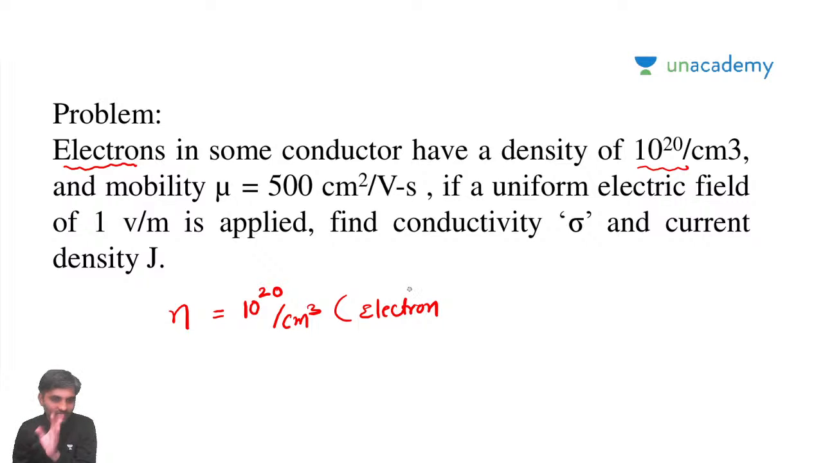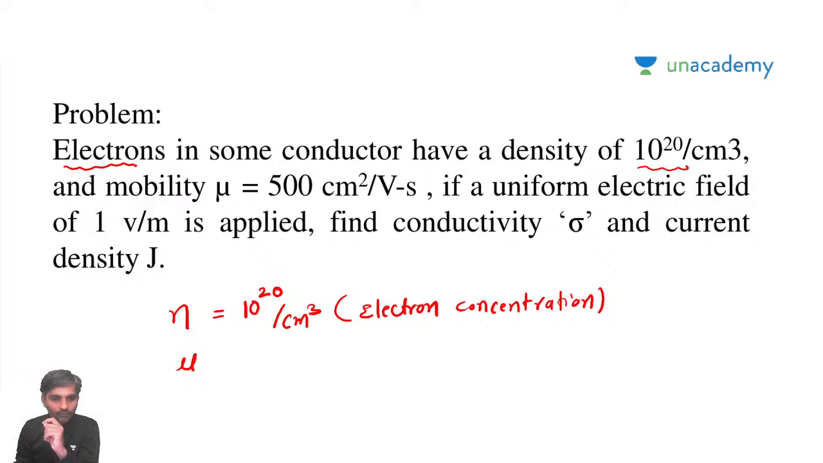You should know what the given values are. The given value here is N, the electron concentration. If you know this electron concentration value, you can calculate whatever you want. So first of all, you should know what is given. Electron concentration N is equal to 10 to the power of 20 per centimeter cube.